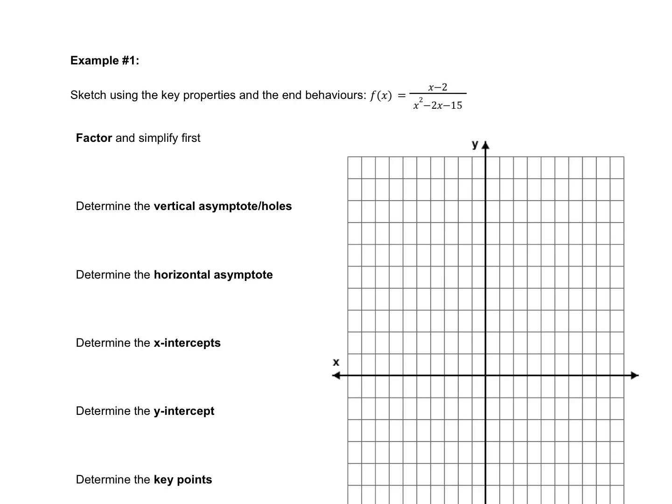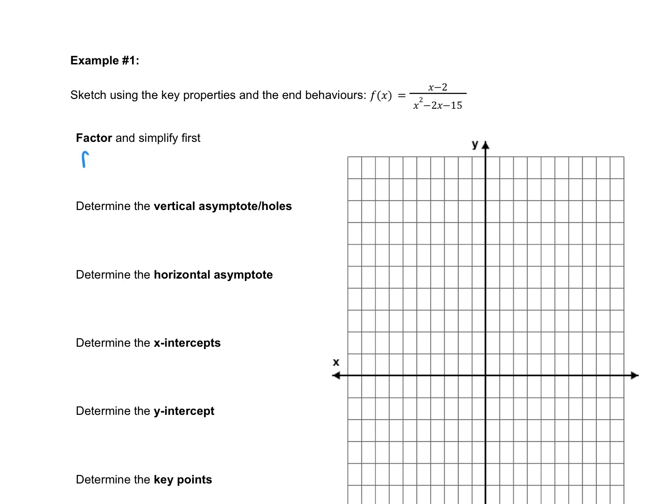In this video, we will be putting all of our observations together regarding rational functions and actually graphing them. So we're going to sketch f(x), where f(x) is equal to (x - 2) over x squared minus 2x minus 15. Your first step has to be to factor.